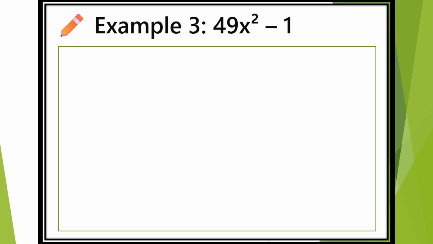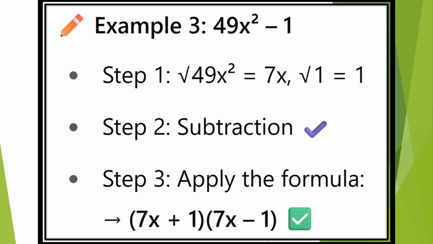Example number 3: 49x squared minus 1. The square root of 49x squared is 7x. The square root of 1 is 1, because 1 times 1 is always 1. Subtraction, check. Apply the formula. So it is 7x plus 1 times 7x minus 1.